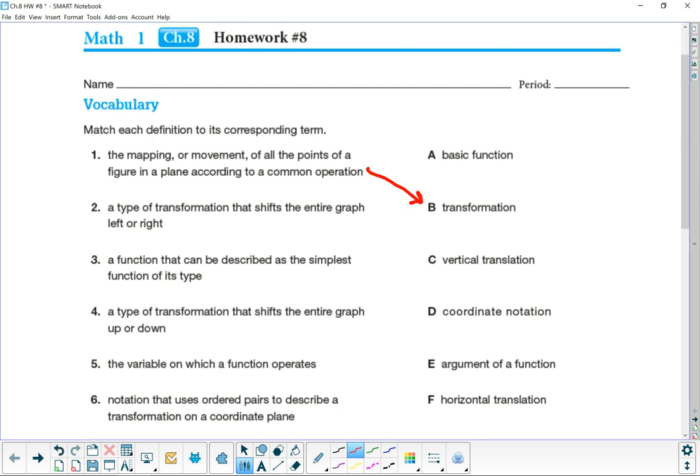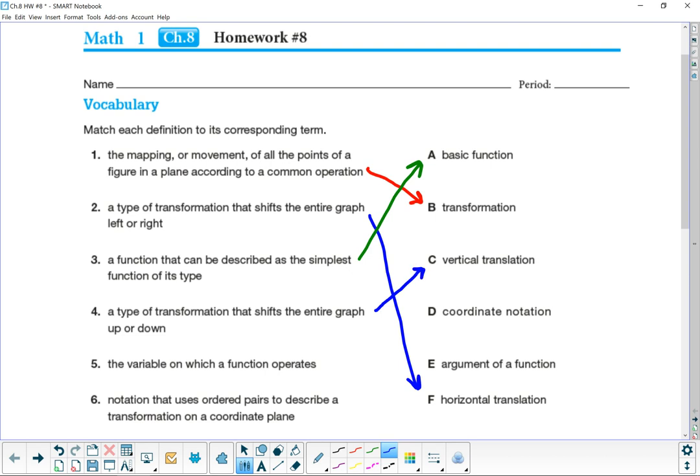A type of transformation that shifts the entire graph left or right. I know what that one is. Left or right means it's going to be horizontal, and shifting means it's a translation. We're just sliding it around. A function that can be described as the simplest function of its type. So that right there is going to be a basic function. Simplest is like the basic one. A type of transformation that shifts the entire graph up or down, and we know that one. That's the same idea as the horizontal, but up or down means vertical.